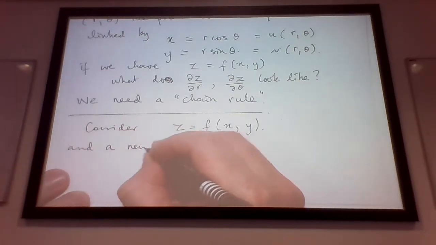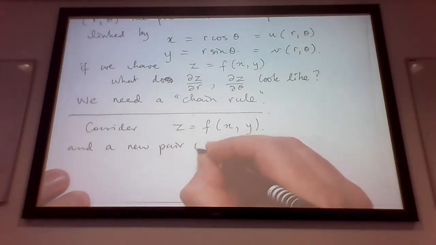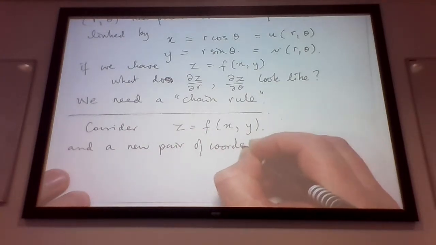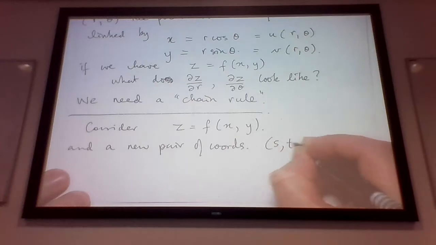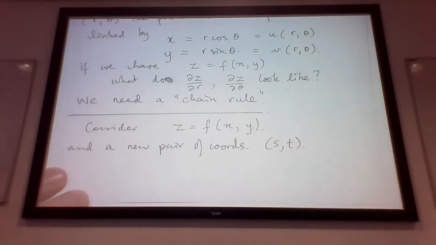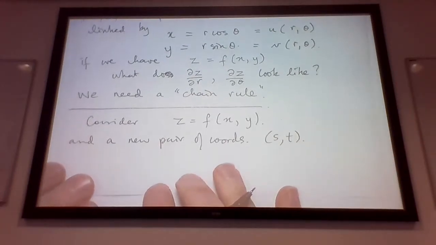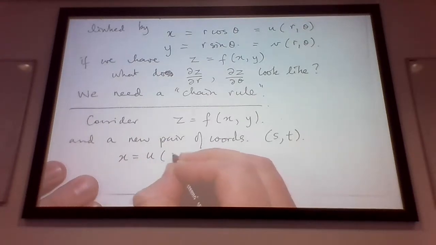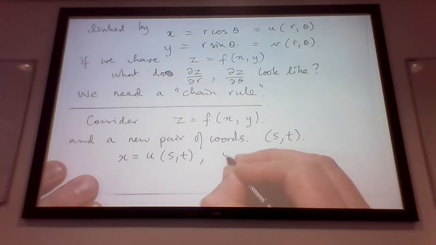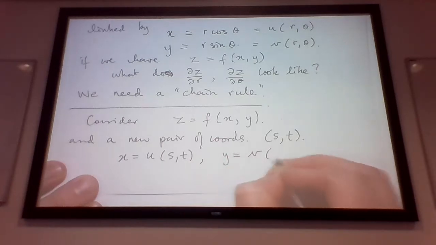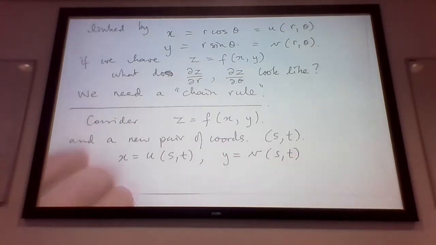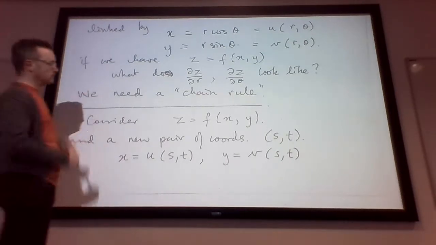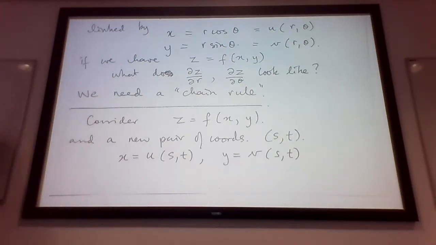And a new pair of coordinates, s and t. If we know that x is some function u of s and t, and y is some function v of s and t. A specific example of those is the case of polar coordinates we've just given, but now we generalize again for this discussion.